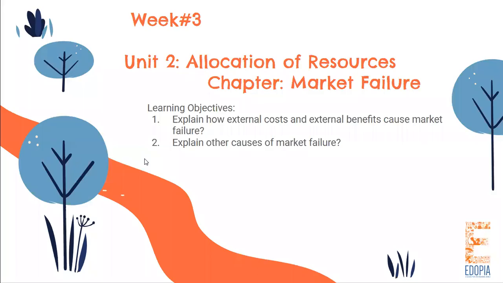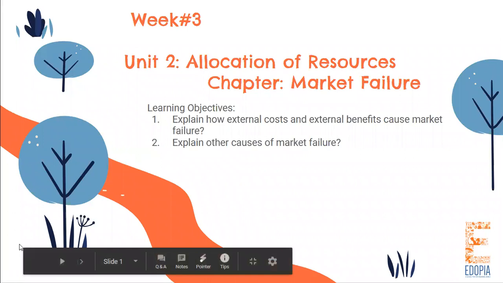Everyone, in today's lesson, we'll be discussing different causes of market failure. We previously discussed the definition of market failure and had a cursory look at those causes, but now we'll be discussing those causes in depth. So the learning objectives for this lesson will be to explain how external costs and external benefits cause market failure, and then we'll explain the other causes of market failure as well.